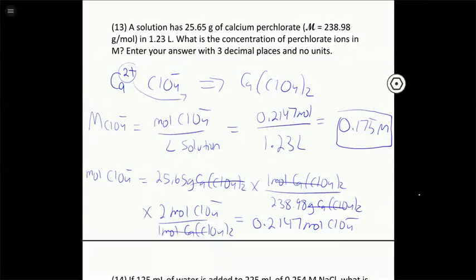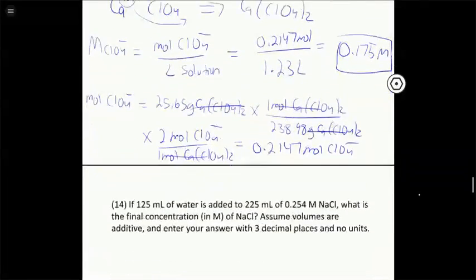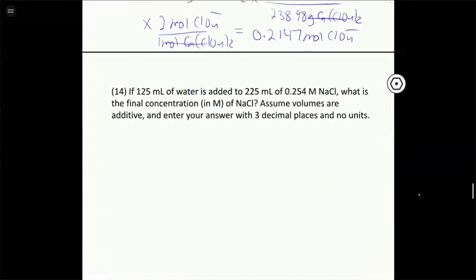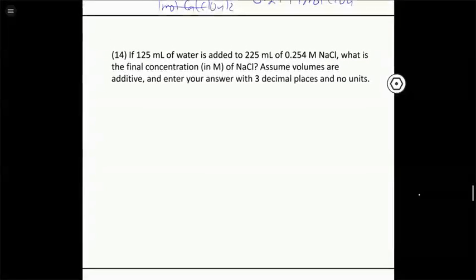Okay. On number 14, we have something else that we can do with molarity, which is called dilution. So here we have 125 milliliters of water, which is going to be added to 225 milliliters of a 0.254 molar sodium chloride solution. What is the final concentration in molarity for NaCl? So we're assuming the volumes are additive, and we're going to calculate the answer to 3 decimal places.